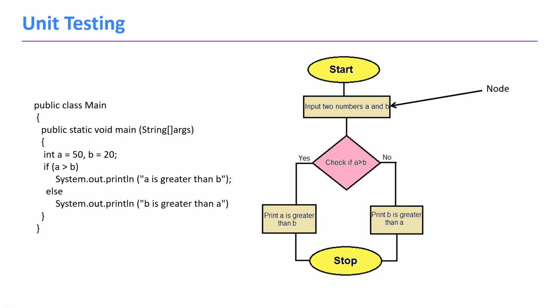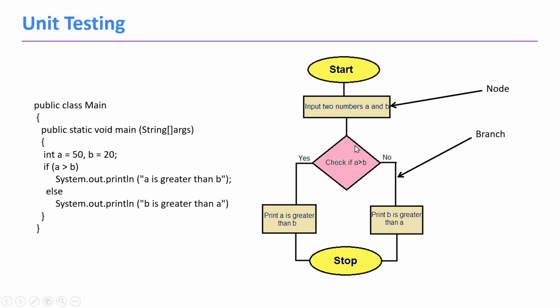In this flowchart, the boxes you can see are called nodes. So testing all these nodes at least once, all these statements at once, that is called statement coverage. Then these lines you can see in the flowchart, we call these branches. So checking all these branches is called branch coverage.